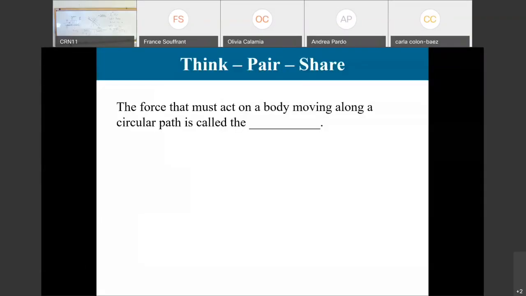The force that must act on a body moving along a circular path is called what? What's the force acting on a circular path?